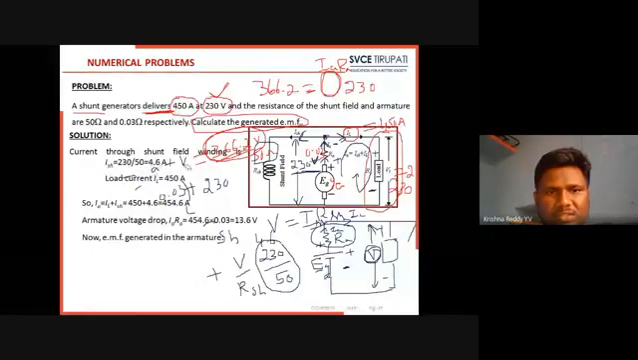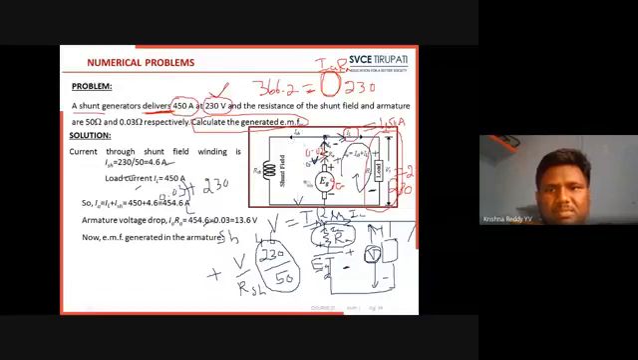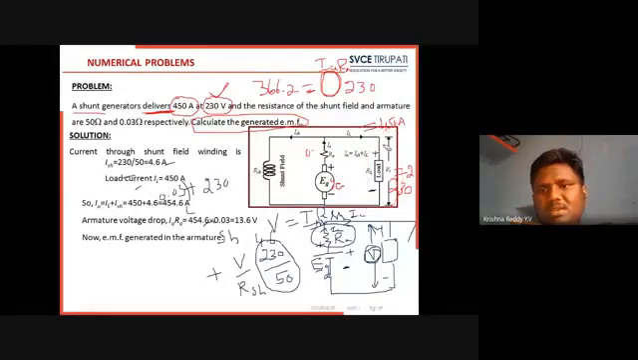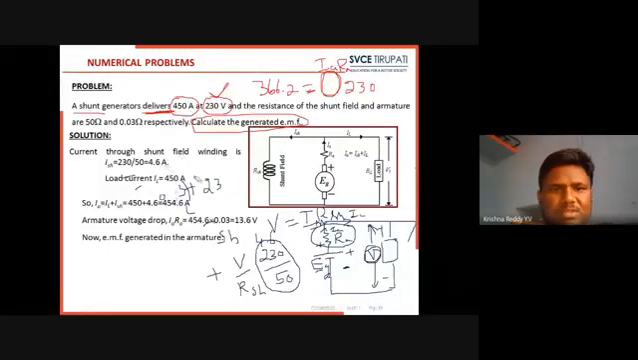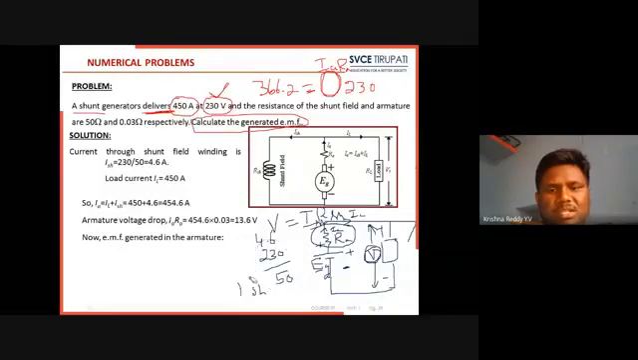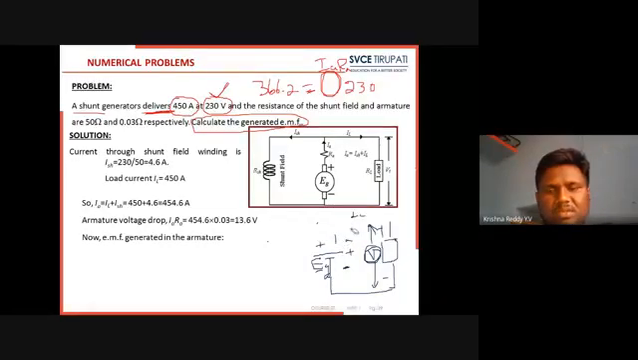We are seeing the step-by-step procedure. First of all, calculating the shunt current, ISH value, because in order to calculate the armature current we require the shunt current. It can be calculated with ISH equal to V divided by RSH. Its value is 4.6 amperes. The given load current is 450 amperes. Now, according to KCL, the armature current is the summation of load current and shunt winding current. IA equal to IL plus ISH. The total armature current is 454.6 amperes.